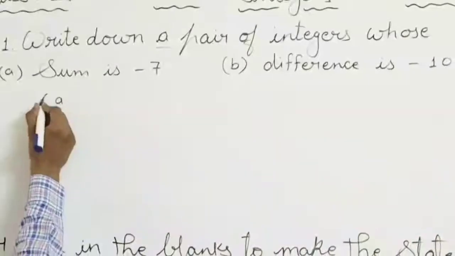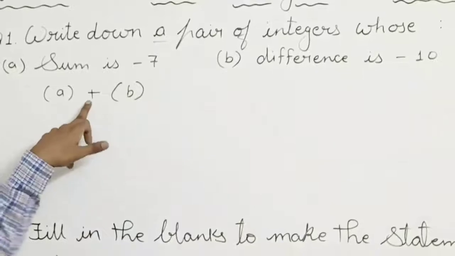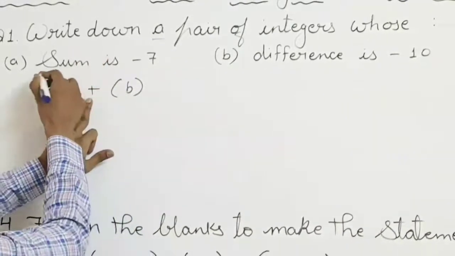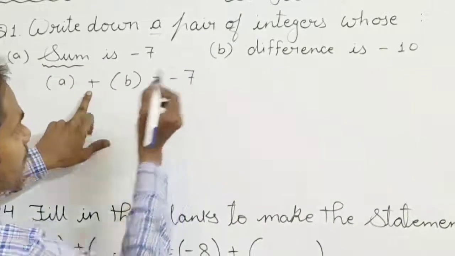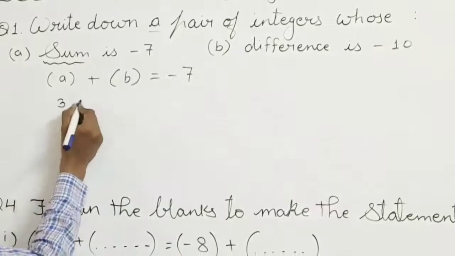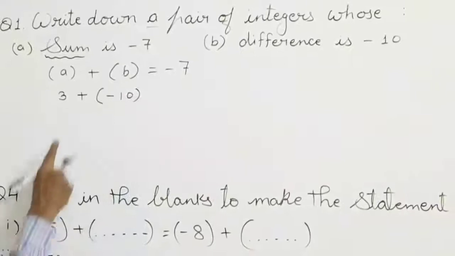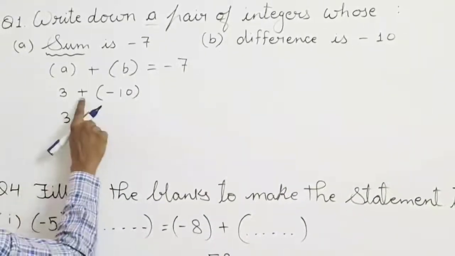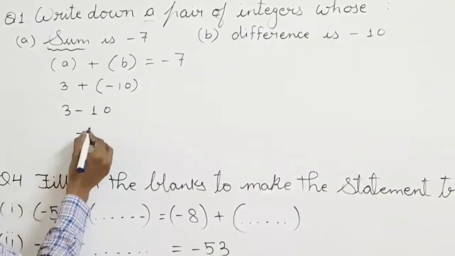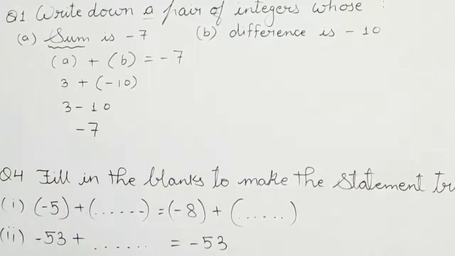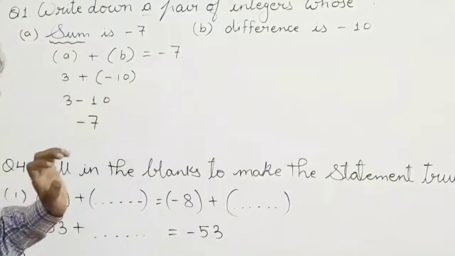Suppose this is the integer A and this is the integer B. I have put here plus sign because it is asked in your question. When you plus two integers, you get minus 7. So here I am taking 3 plus second integer is minus 10. When you solve this, plus multiply by minus will become minus 10, and 3 minus 10 is equal to minus 7. So what are your integers? 3 and minus 10 are your integers.